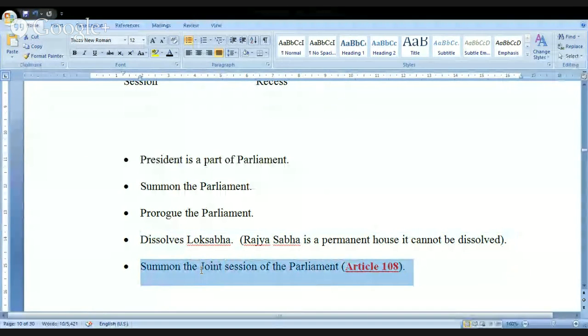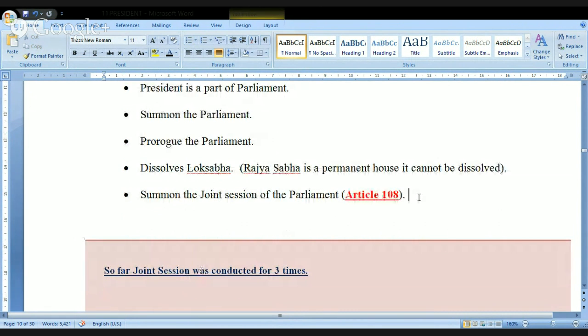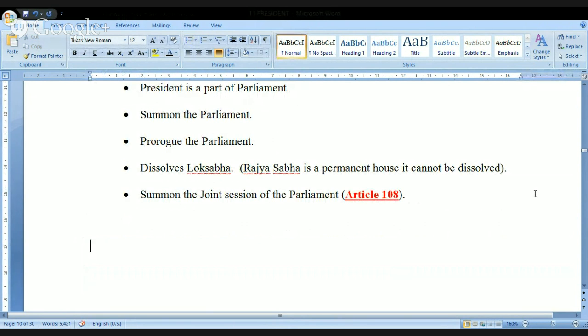Now, let me go ahead. I'll open the document to you and we'll have a discussion further. Look at this. Apart from this, the President summons the joint session of the Parliament. On day one itself, we have understood what is the meaning of the joint session. Now, kindly remember the joint session is mentioned in article number 108. I would like to add just one point. I told you already in the previous classes what is the meaning of the joint session. Joint session will be summoned only when there is a disagreement between the Lok Sabha and Rajya Sabha. And if this disagreement is happening only on the ordinary bill, then only we are going for the joint session.